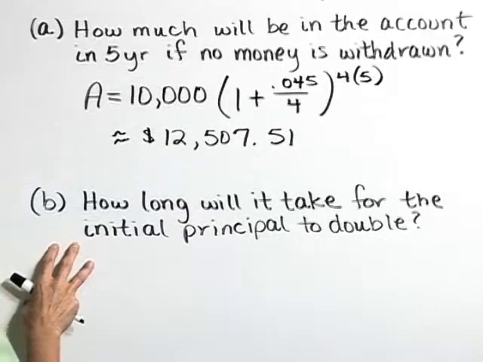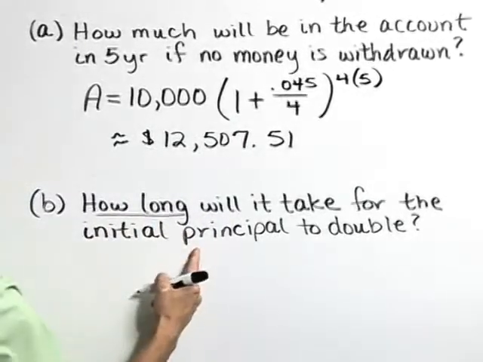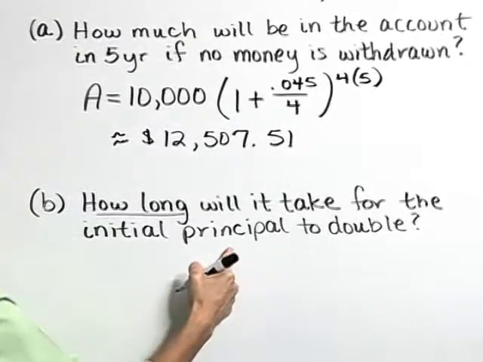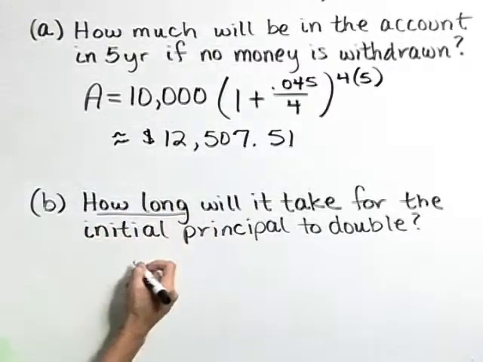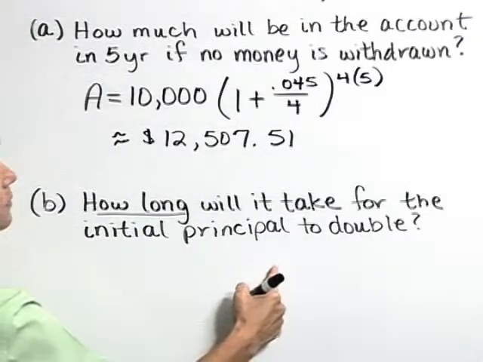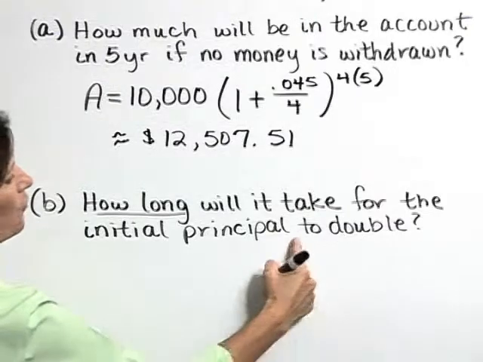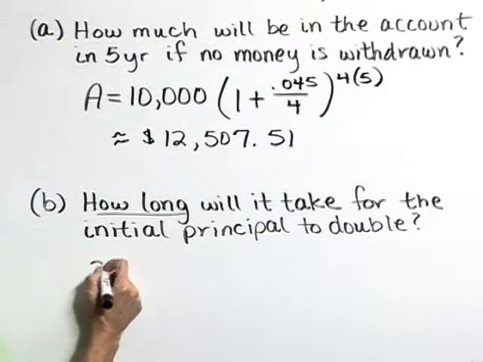In Part B, how long will it take for the initial principal to double? In this question, we're going to be solving for time. Remember that our initial principal is 10,000, and so in our formula, A equal 10,000 times 1 plus 0.045 over 4 to the 4t, we're going to replace A with 20,000.